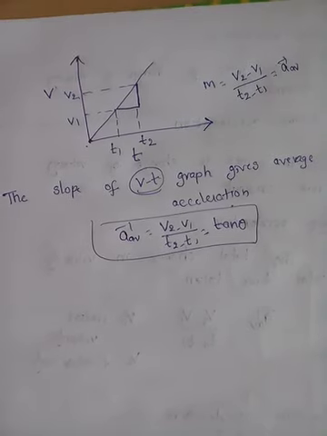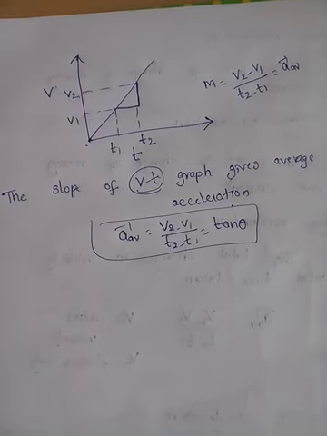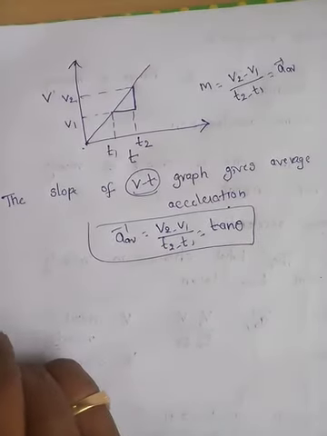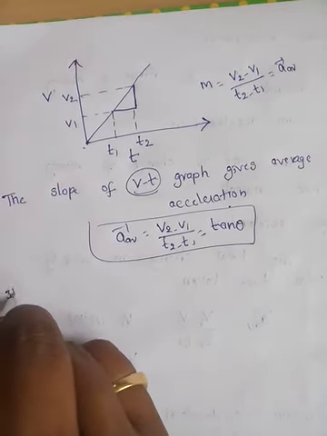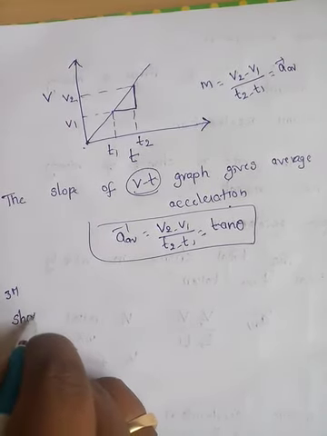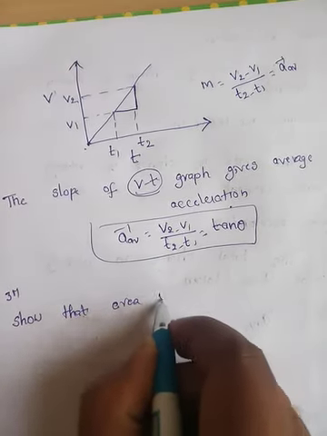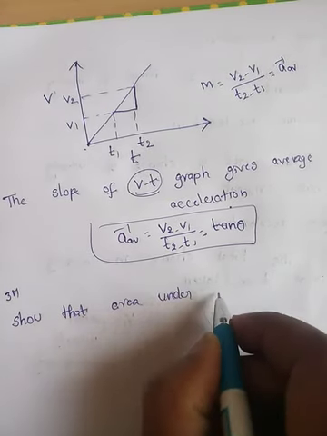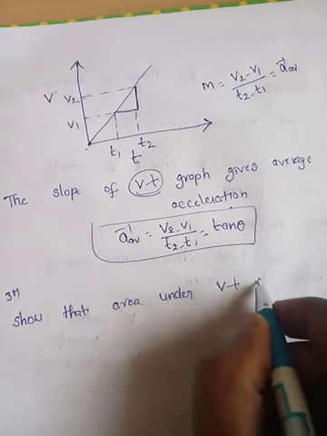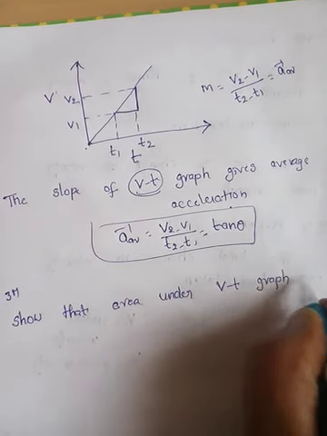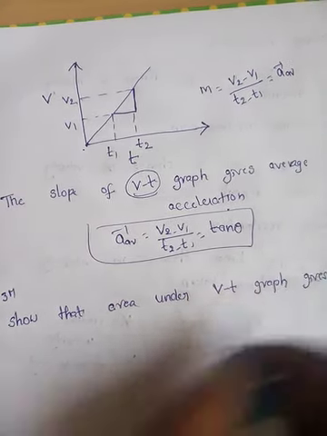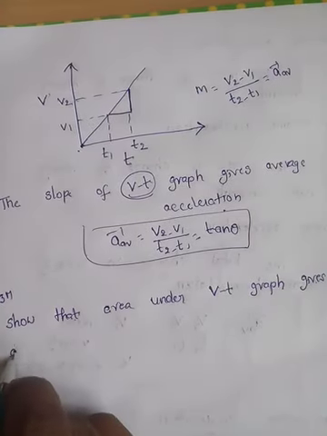And now, a 3 marks question, important for this chapter. What is that? Show that the area under the VT graph gives displacement.